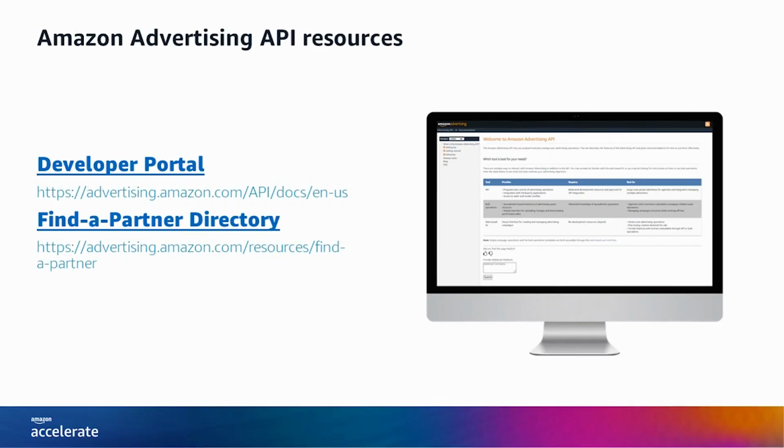To help set you up for success, here are some next steps. Visit the developer portal for all technical details. Give your engineers these resources to help you evaluate if building with the Amazon Advertising API is right for you. If you're interested in using an Amazon advertising partner who has already built custom solutions, please check out the Find a Partner directory I just mentioned. You'll be able to research and contact them directly.